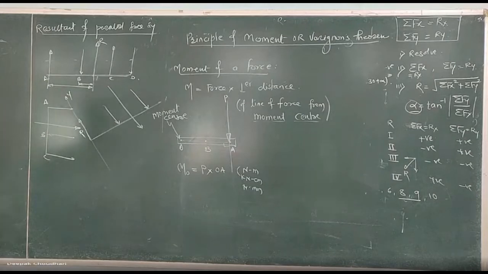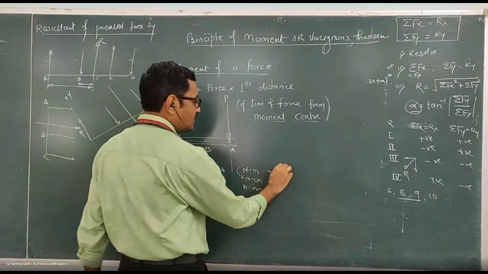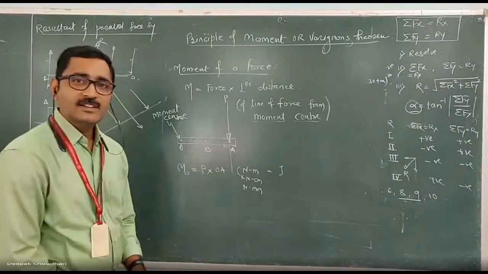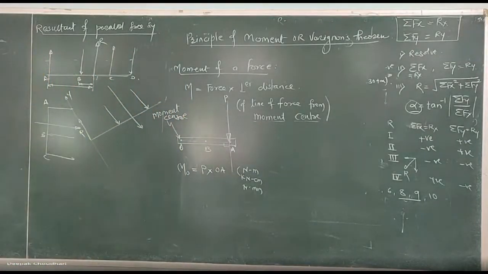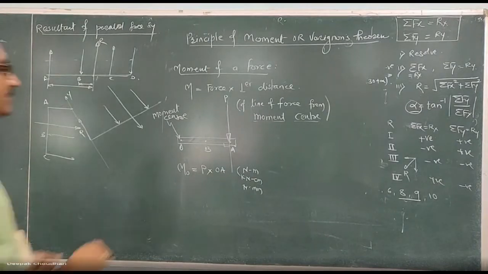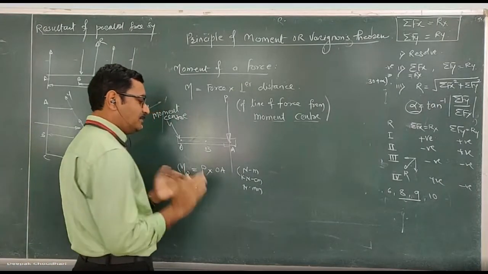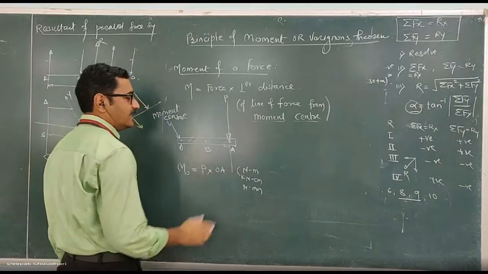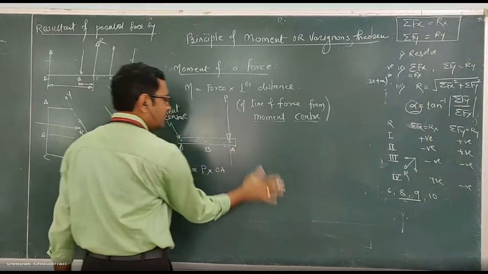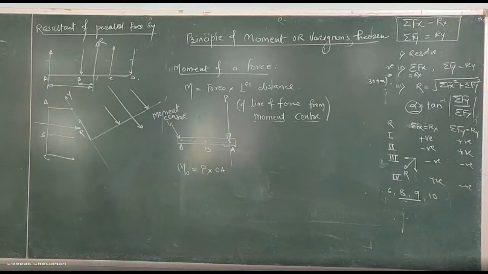But don't write this Newton meter as a joule, because joule is the unit of energy and moment is not energy. That's why don't write it as a joule. It is a Newton meter, kilonewton centimeter, kilonewton meter, Newton millimeter, or Newton centimeter, depending on the unit of the force and the distance. Any doubt till now?